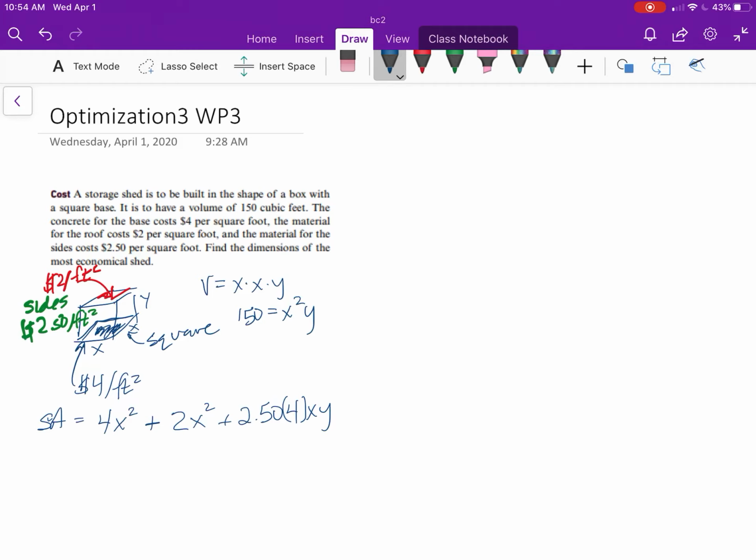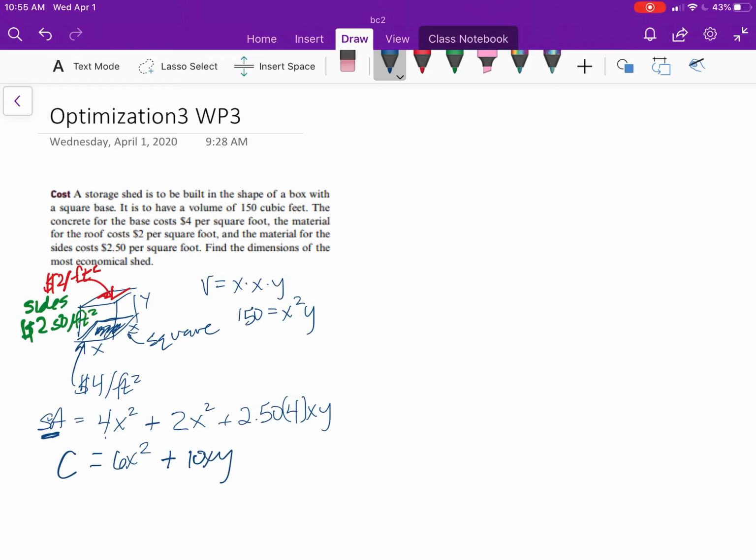So this reduces down to, let's see, 6x squared. And we'll call this C actually, right? It's the cost. I know it's surface area, but we were multiplying by the cost. So this is C of x. Or actually just C, we'll call it just C now, because there is still a y, right? We're going to have to take care of that y in a second. But this is our cost. Okay, plus 2.50 times 4 is 10xy.